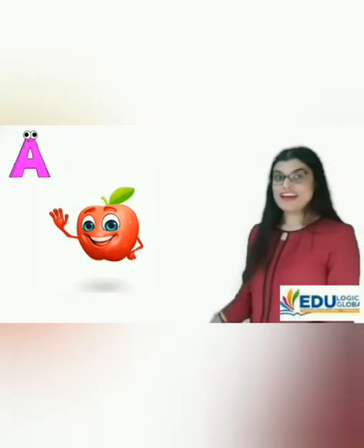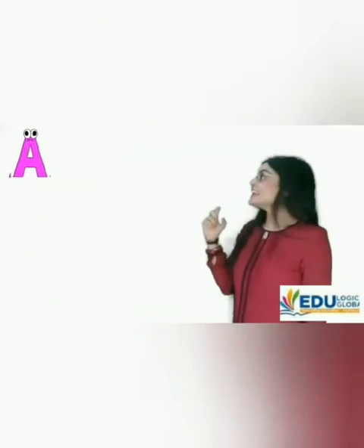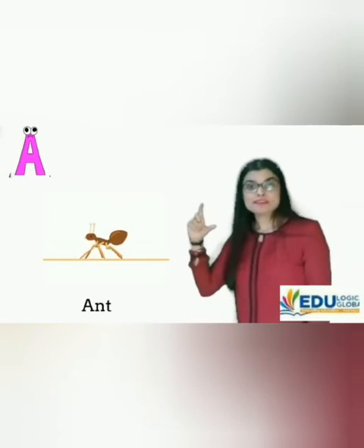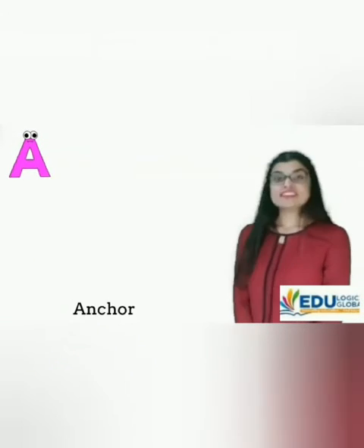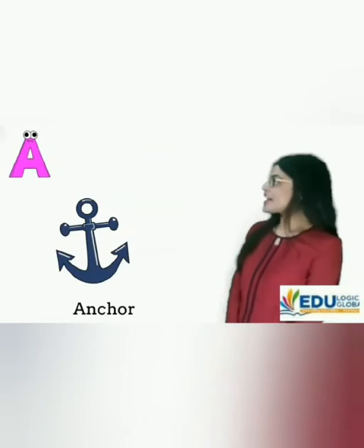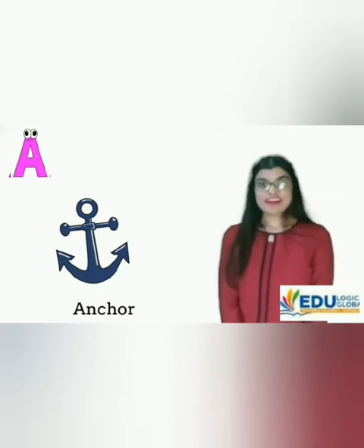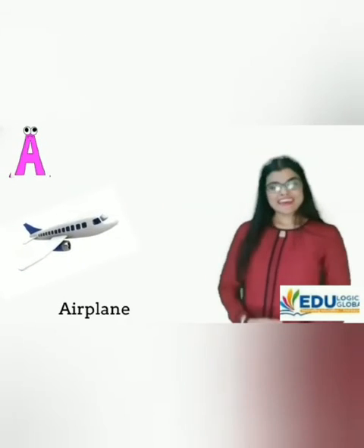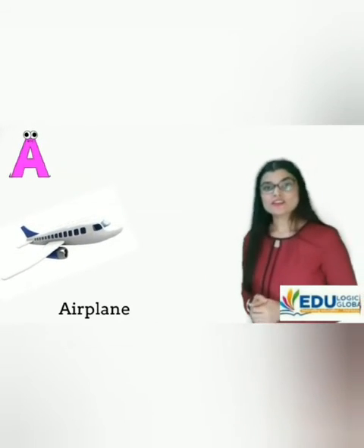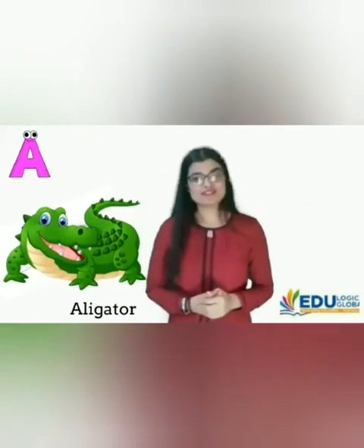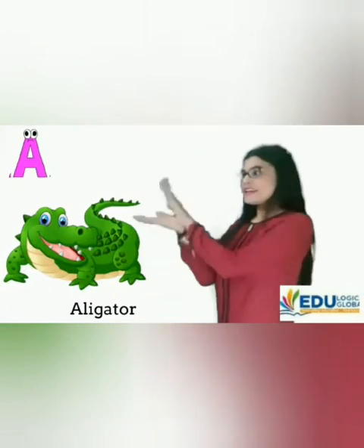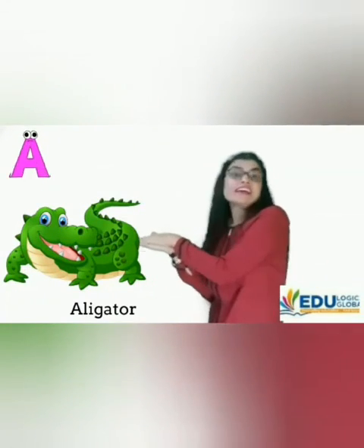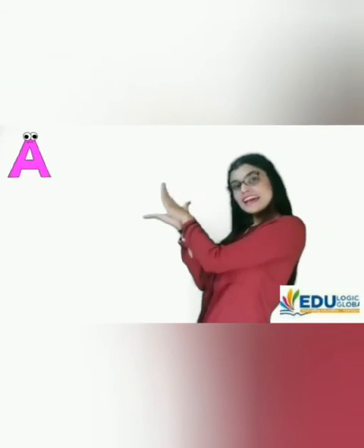A is for an apple. A is for an ant. A is for an anchor. A is for an aeroplane. A is for an alligator.